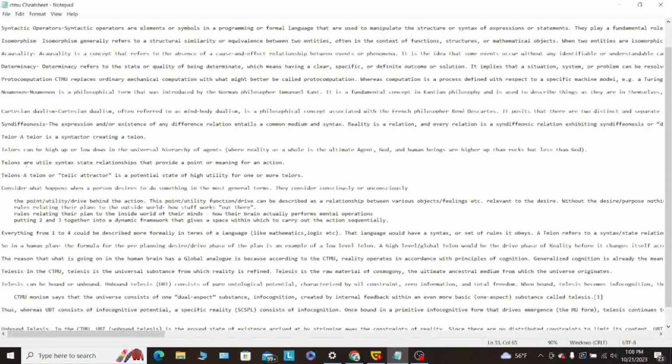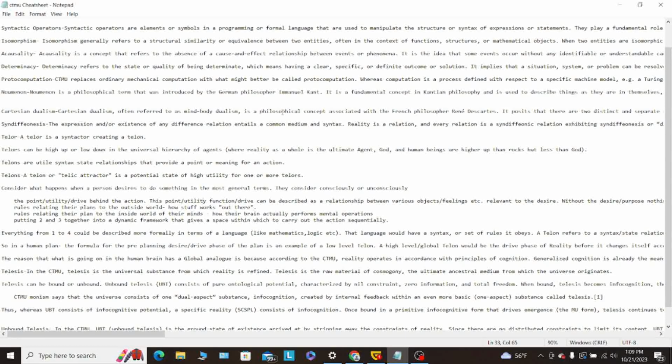Okay, tellers and telons. This was something that we wanted to go over. A teller is a syntactor creating a telon. A telon, or telic attractor, is a potential state of high utility for one or more tellers. So it seems like what we talked about last week, with telons being a kind of subscription object that tellers subscribe to or interact with, seems fairly accurate.